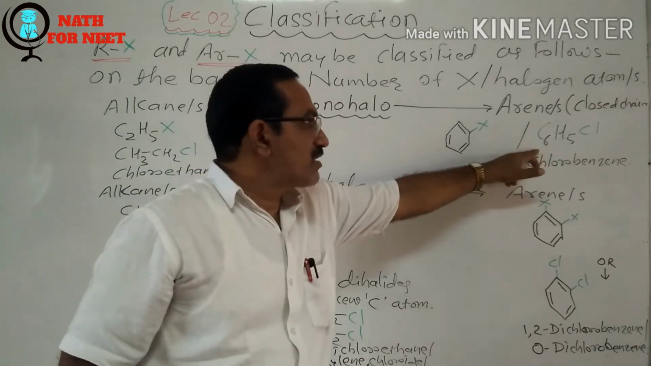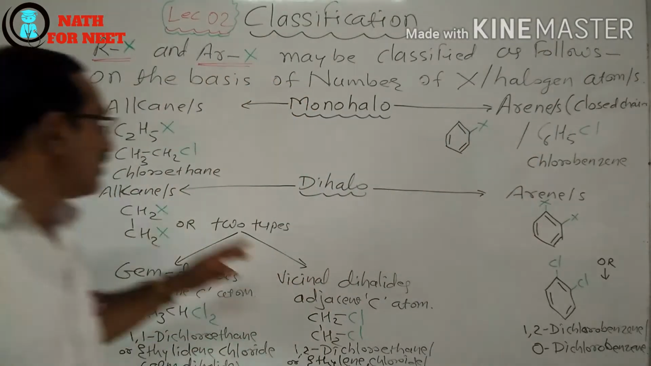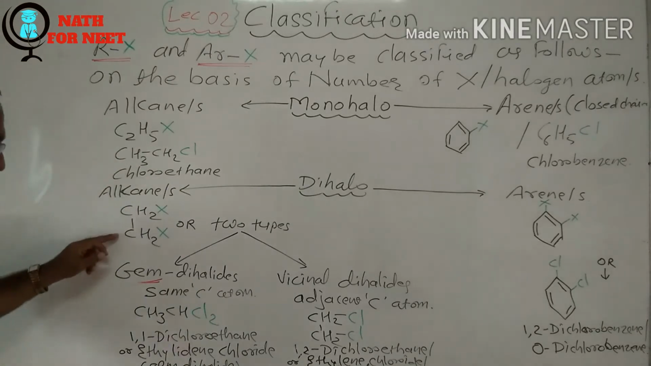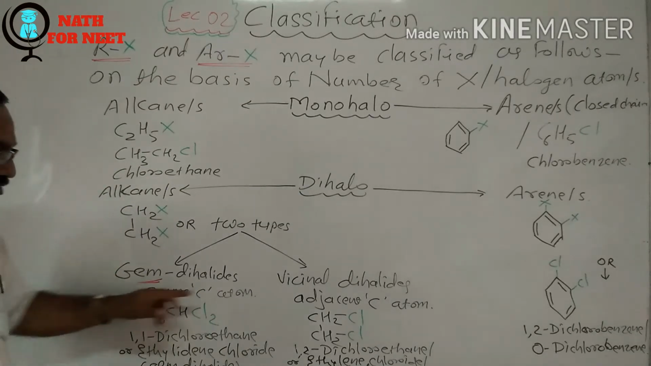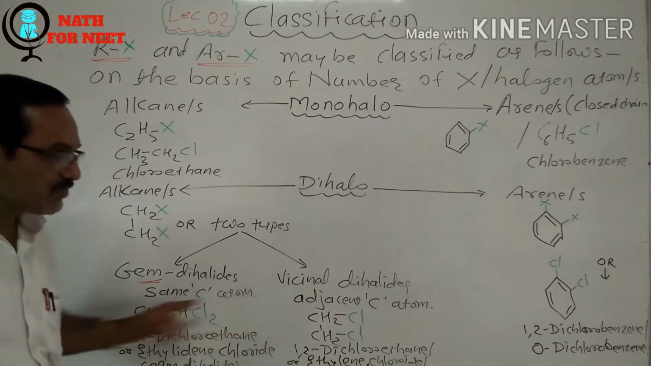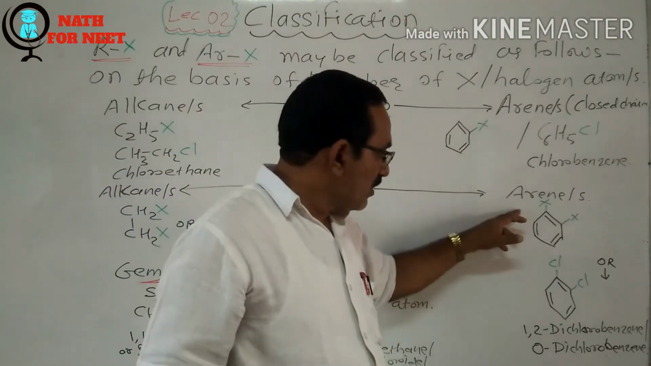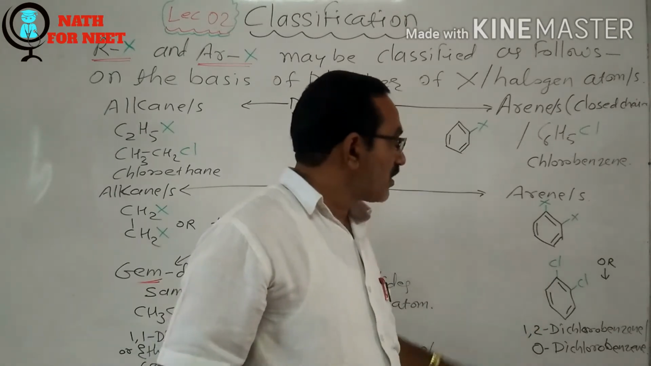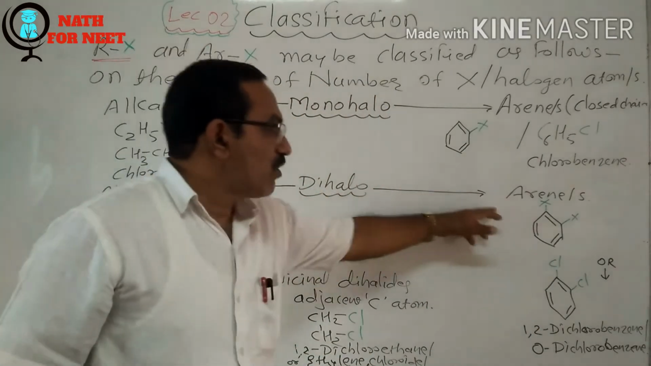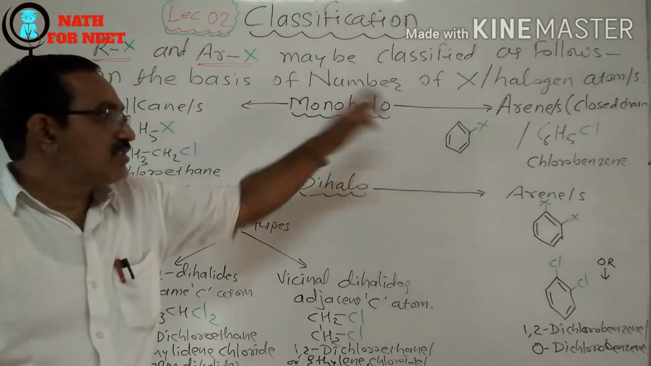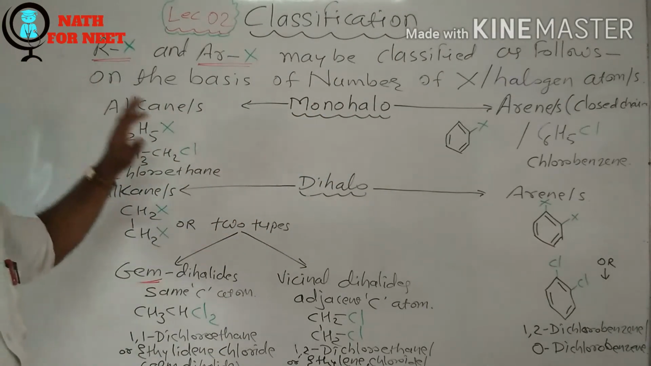So in this way, these are the monohaloalkanes and these are the monohaloarenes. These are the specific examples, and these are the general examples. Here this is the general example, and this is the specific example. Again these two are the specific examples. In this case also, this is the general example for you, and this is the specific example in regard to these dihaloarenes and dihaloalkanes, as well as the monohaloarenes and monohaloalkanes.